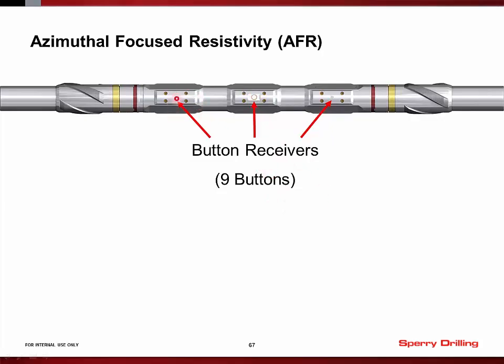Each row of buttons has three buttons in it. So this, you're just seeing one side of the tool. There's another pad around the other side and another pad down here. They're 120 degrees apart around the tool. So there are three buttons on this row, three buttons on this row, and three buttons on this row, giving you 9 buttons in total.